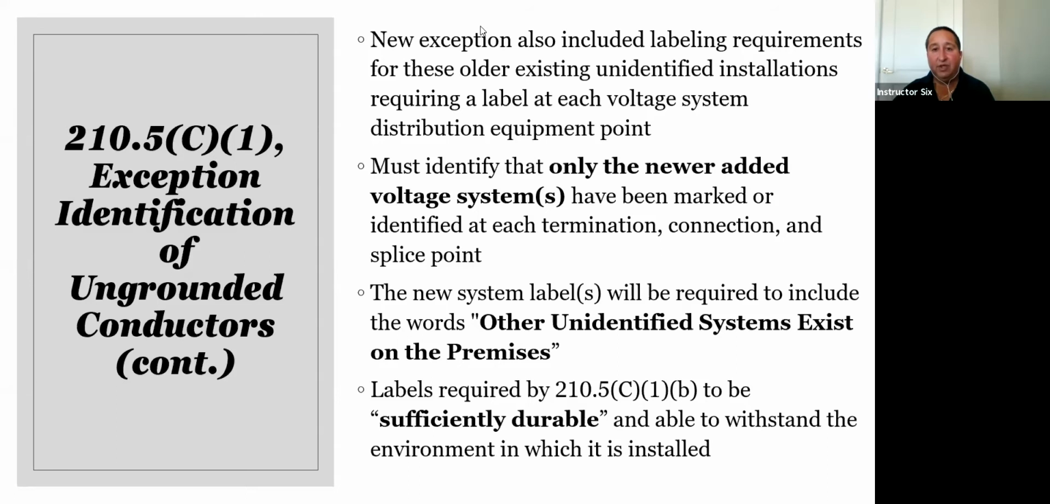So it's very important here, must identify only the newer added system, which is very important. And also you have to make sure that it's labeled sufficiently. Okay, so these are very important things when we actually go and we do the installation. So an example would be the white wire, the grounded conductor. So if I have 120/208 and it's a white wire for your neutral, your grounded conductor, then the 277/480 must be gray. So these are the things that this article will be going over. Okay, it's very simple but a major change.